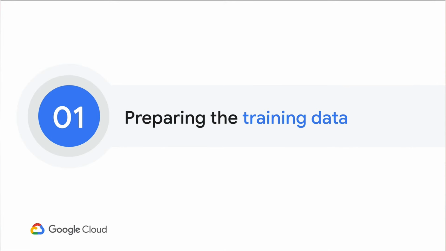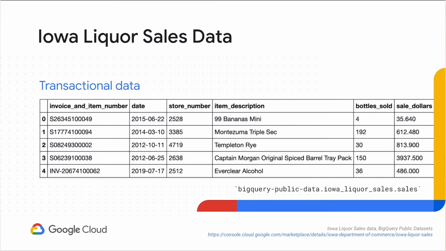Okay, so the very first step, before even considering the model, is just making sure that the data is in the right shape and format so that once we do end up training the model, it can be ready to go. So this is the raw transactional data that's available as a BigQuery public data set. If you look up Iowa liquor sales data on BigQuery public data sets, it's available publicly to everyone. And so this is the transactional data.